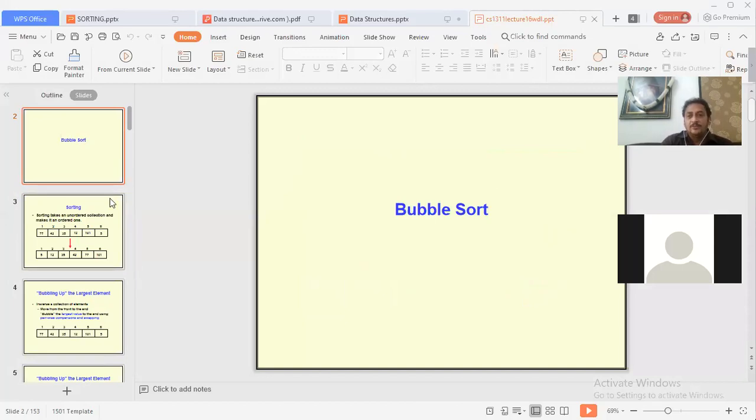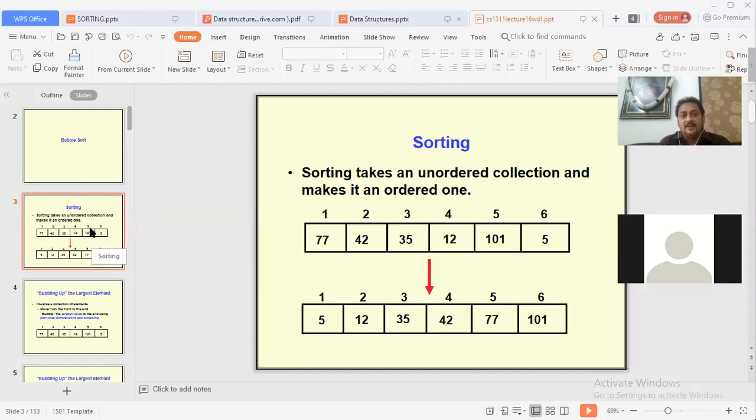Bubble sort is the topic which we are going to discuss today. Sorting takes an unordered collection and makes it an ordered one. That's the definition. It takes an unordered collection and makes it an ordered one, ascending or descending. So this is the old list, the unsorted list. Is this slide visible to everybody? Yes sir.